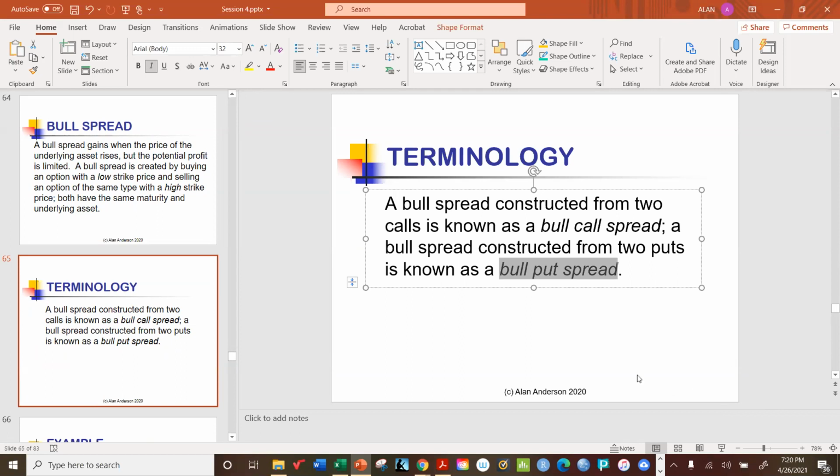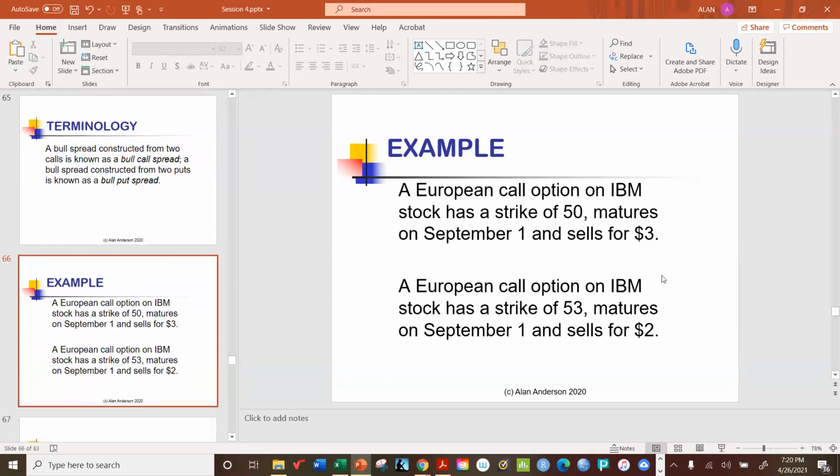Okay, so let's set up a bull call spread from some IBM options. Before, we saw this IBM call with a strike of 50 and a price of 3, and it matures on September 1st. Let's assume that there's also another call option trading in the marketplace on IBM, same maturity date, except this time the strike is 53.